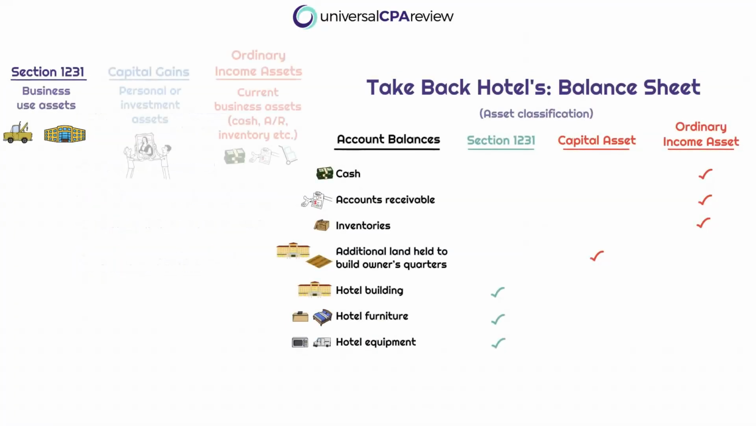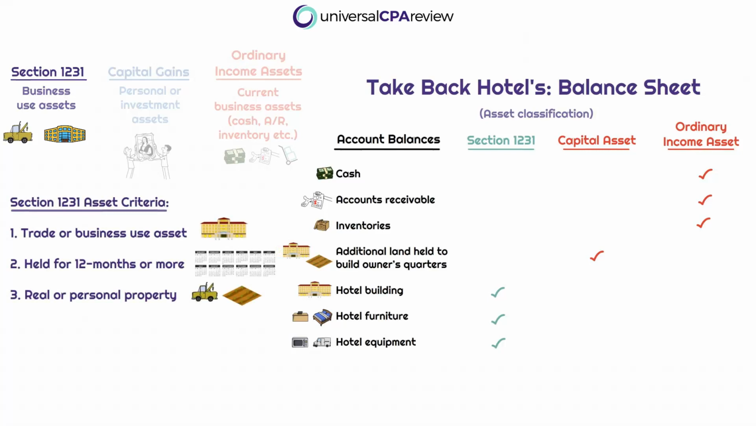Starting off with the Section 1231 assets. What is a Section 1231 asset? The key characteristics of a Section 1231 asset are as follows. This must be a trade or business use asset. It must be held for more than 1 year, and it can either be real property or personal property.